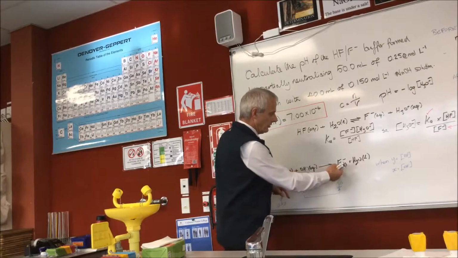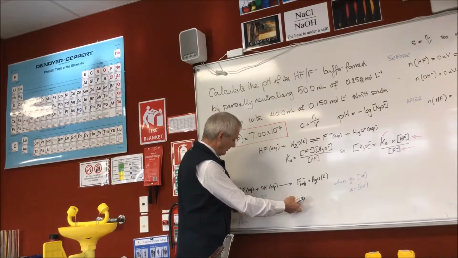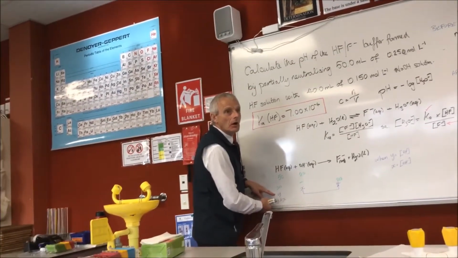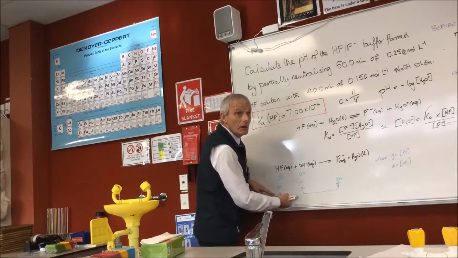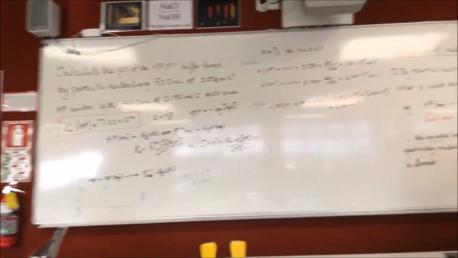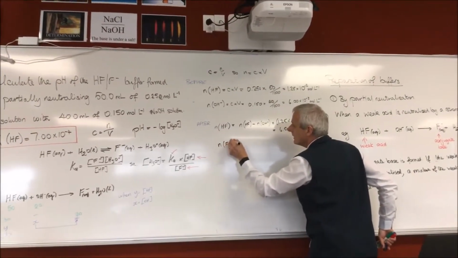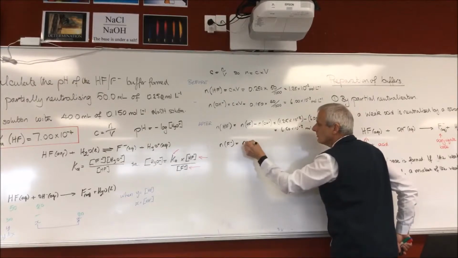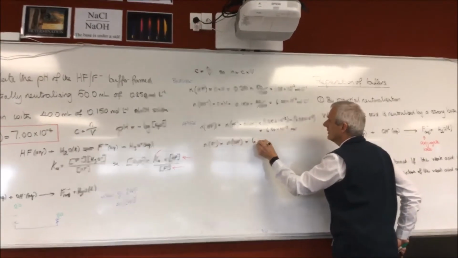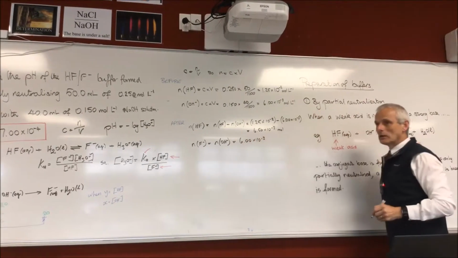So in other words, the number I've got here is the concentration of OH minus. The number I get here is the number of HF in the original mixture minus the OH minus, which is what I'm doing now. Does that make sense? And so the number of moles of F minus is equal to the number of moles of OH minus, which is equal to 6.00 times 10 to the minus 3.